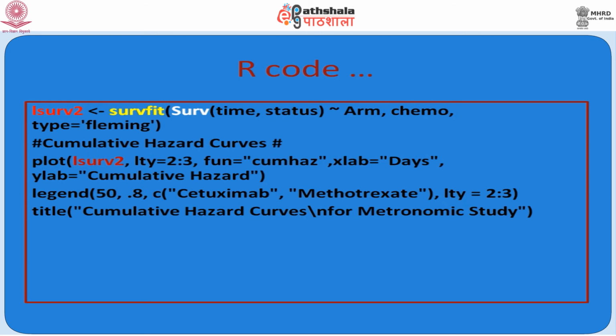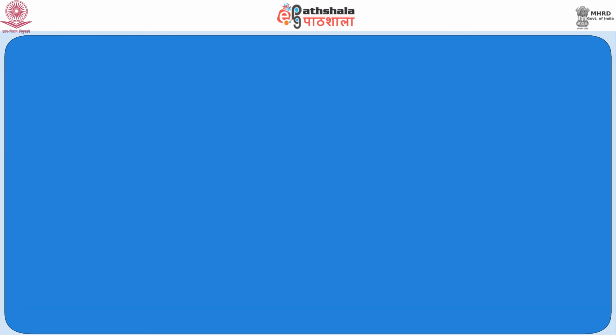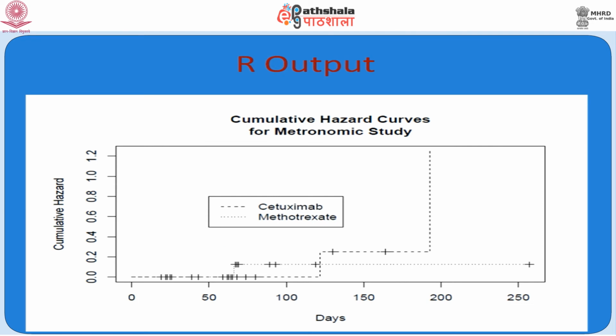This is the cumulative hazard curves for the metronomic study, where the hazard rate started from 0 for both arms. As days keep on increasing, cumulative hazard keeps on increasing for both arms. The maximum observation for the cetuximab arm is after nearly 200 days, whereas the maximum observation for the methotrexate arm is 250 days. It is to be noted that a high hazard rate is observed for the cetuximab arm in comparison to the methotrexate arm.